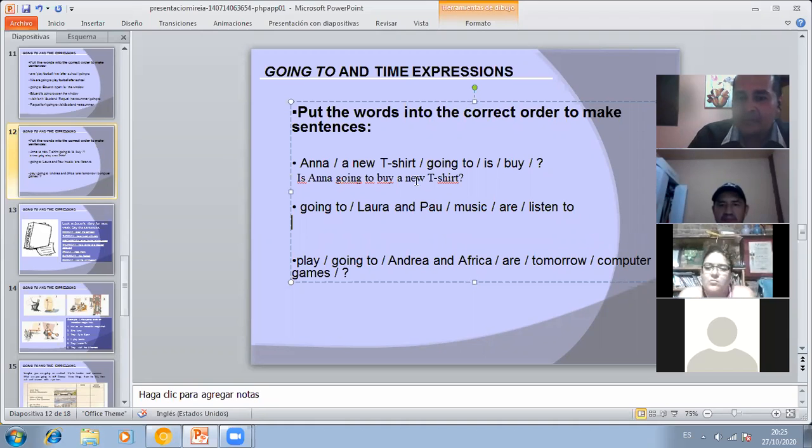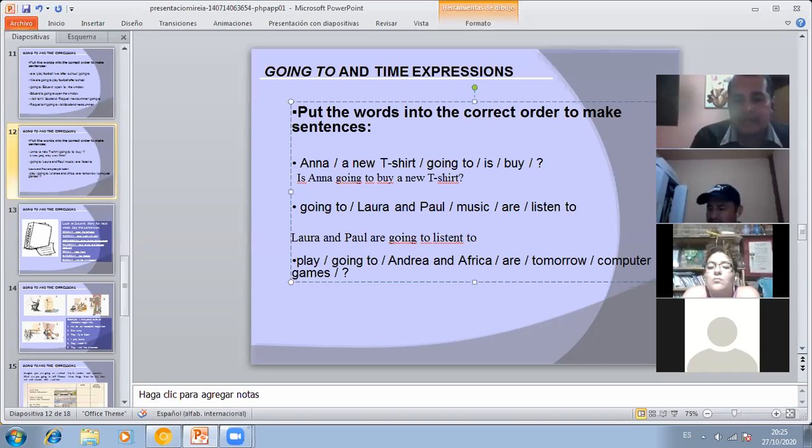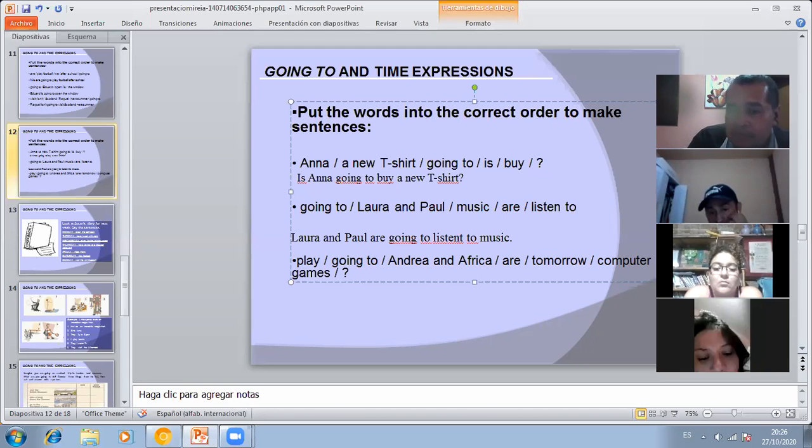Laura and Pau are going to listen to music. Excellent. Okay. So in this case, this is the subject. The subject is in plural. Laura and Pau. Going to listen to music. Excellent. Okay, so this is the sentence. In this case, remember, because it's the verb to be, in the plural form, we use are. Okay, Laura and Pau are going to listen to music.